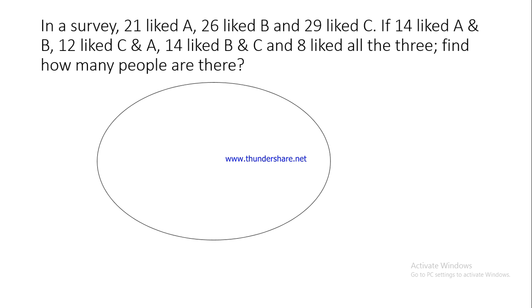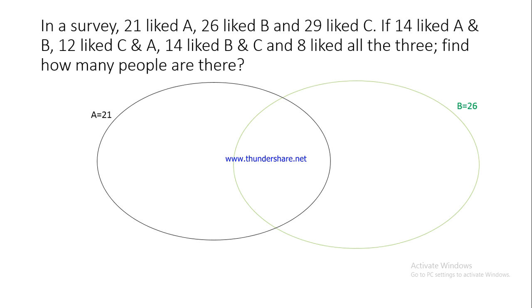So the first step is draw the three overlapping circles, just like we did in the case of two sets. So we'll be drawing the three overlapping circles A, B and C. So this is A, the value is 21, we have written it. The area covered by the whole circle, the value should be equal to 21, because this is denoting people who like A. Now this is B, in the green color you see B, and the value is 26.